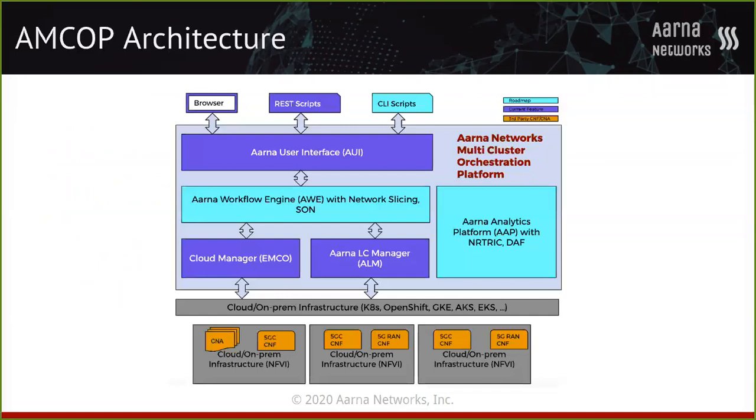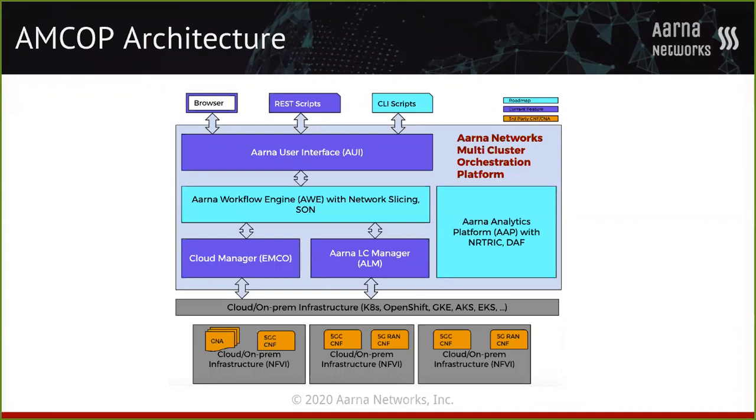Okay. So this is the AMCOP architecture. And if you see, the bottom side of it is where you can have CNCF infrastructure running anywhere, on premises or hybrid or over your cloud infrastructure. That's where you're going to deploy all your 5G core CNFs, or your RAN devices.